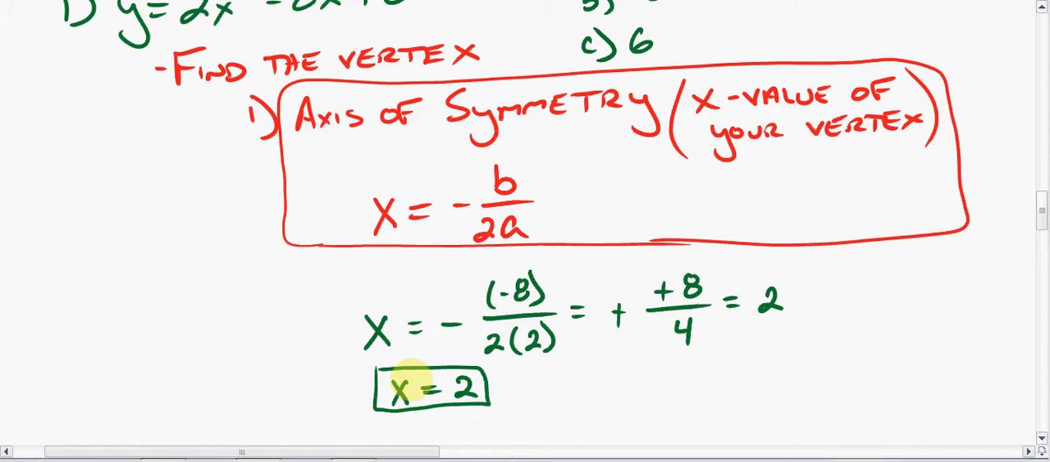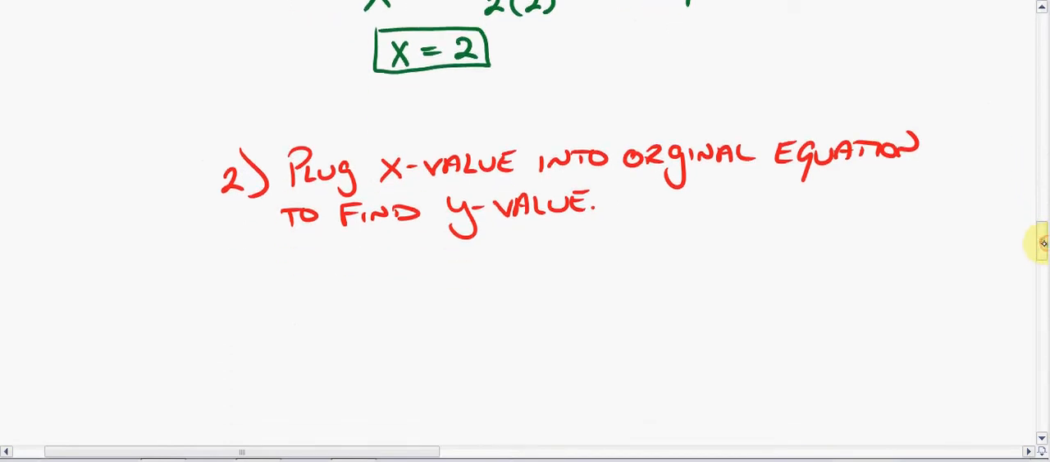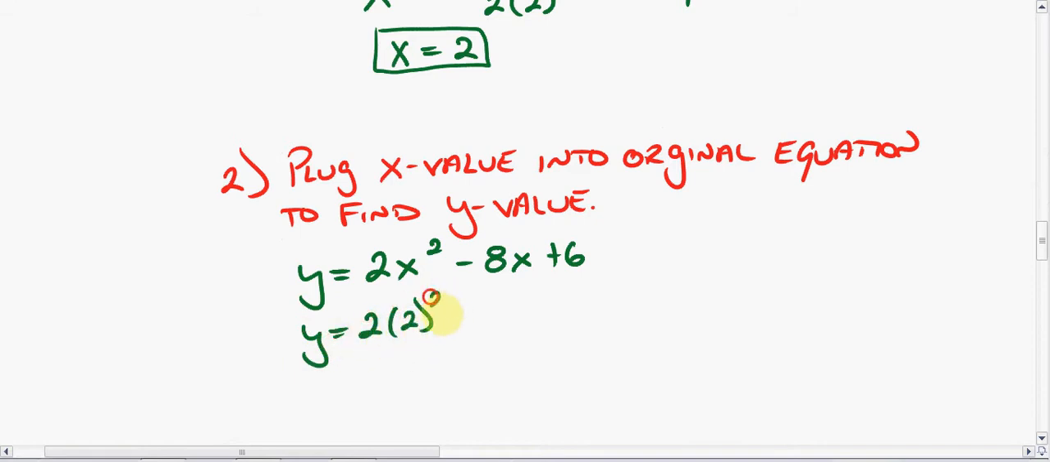Once you find your axis of symmetry and you see x equals 2, you're going to want to next plug this x value into the original equation to find your y value. And then we'll have the y value of our vertex, and we'll have our whole vertex. So we want to go back to the original equation, which was y equals 2x squared minus 8x plus 6. We're going to plug this value of 2 in for x. So since x is 2, what is y?